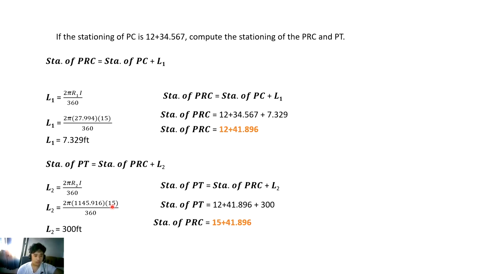So, para makuha yung station of PT, gagamitin na ulit natin yung station of PRC plus L2. So, substitute lang natin. Ang station of PRC natin ay 12 plus 41.896 plus natin sa L2 na 300. And we'll get 15 plus 41.896 para sa station of PT.